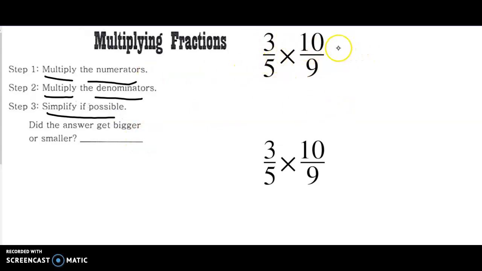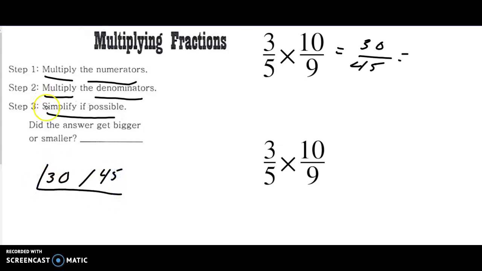3 times 10 is 30. 5 times 9 is 45. Now, I have to simplify it. So I can put 30 and 45, 30 45ths into a sled. What factor can I bring out of 30 and 45? A 5, correct. So 30 divided by 5 is 6. 45 divided by 5 is 9. Bring down my fraction. So that is equivalent to 6 ninths.